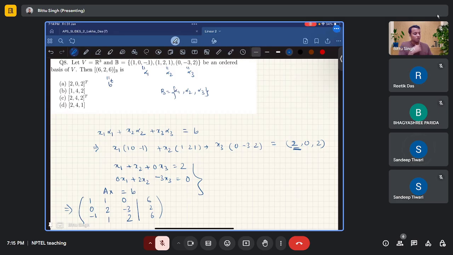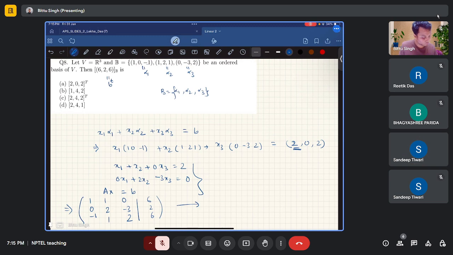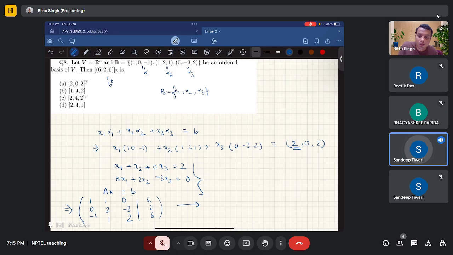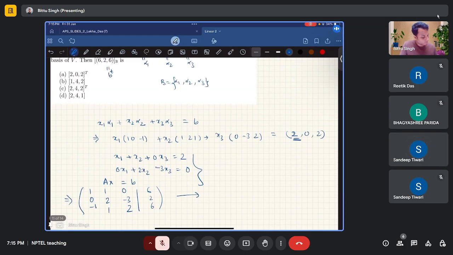On the right hand side of this equation, you have written (2, 0, 2). So this should be (6, 2, 6). We want to find the coordinate vector of (6, 2, 6), so we will write (6, 2, 6) as a linear combination of the elements of B. From here you may directly write, but I will again do those previous type of things, that is, try to reduce it further.